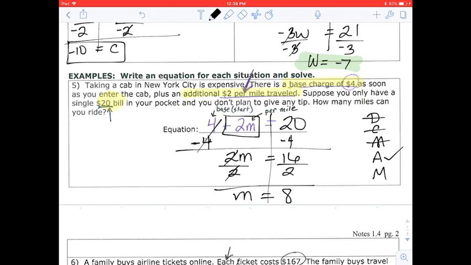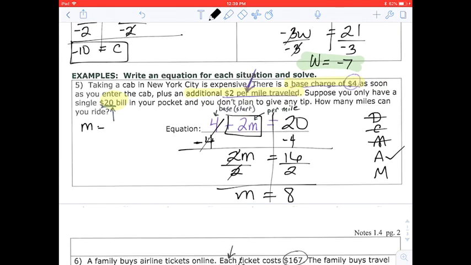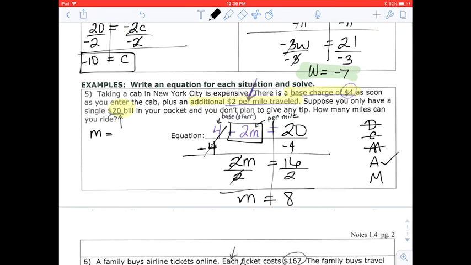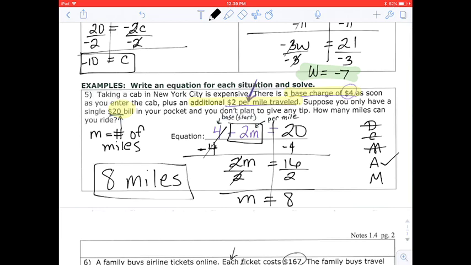And remind me, what did we say m was going to stand for? Yeah, m was our number of miles. So if m equals 8, that means we must have been able to ride 8 miles in that taxi.